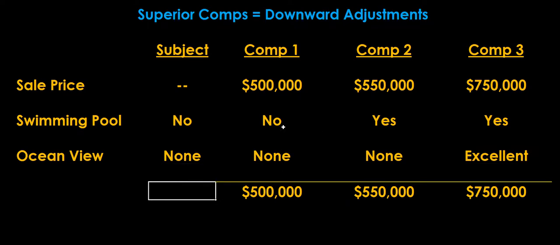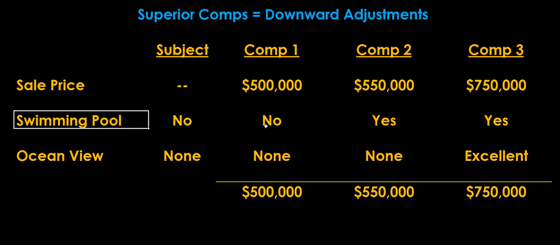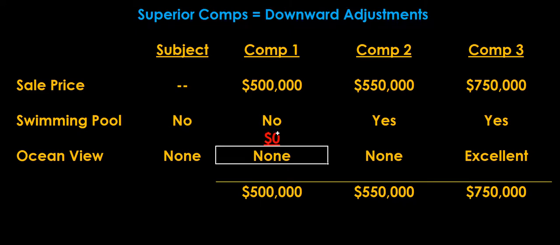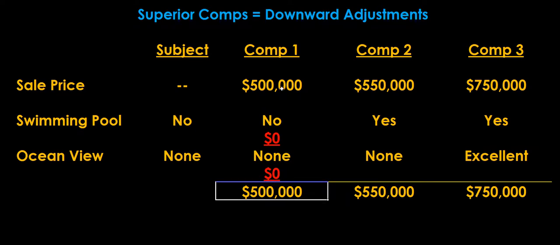All that's happening down here is this is a simple column that adds up any adjustments, so we're going to do some adjustments now. Comp 1, for the first factor we're going to look at, is swimming pool. Comp 1 does not have a swimming pool, and neither does the subject, which means that no adjustment is necessary. Comp 1 also does not have an ocean view, making it similar to the subject, which means that no adjustment is necessary. So it's a $500,000 comp with no adjustments. It indicates a sale price for the subject of $500,000.